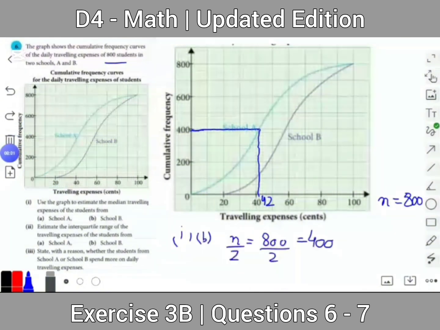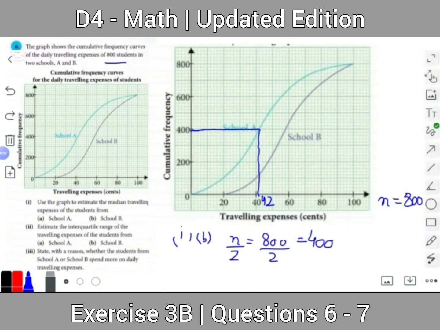Now in part B, we have to find the median travel expense of the students from school B. So from 400, where we have already drawn a horizontal line until it touches the curve of school A, we extend this line until it touches the curve representing school B. Now from the point of intersection on the curve representing school B, we will draw a vertical line until it touches the x-axis. Since we know that a square unit along the x-axis is equal to 2, here we have the value 58.